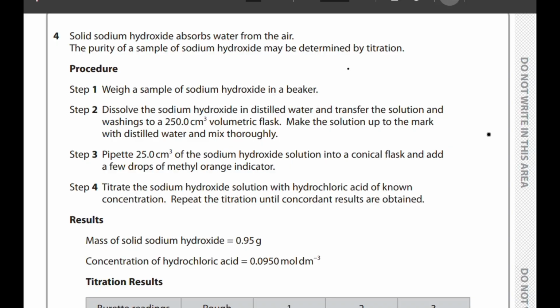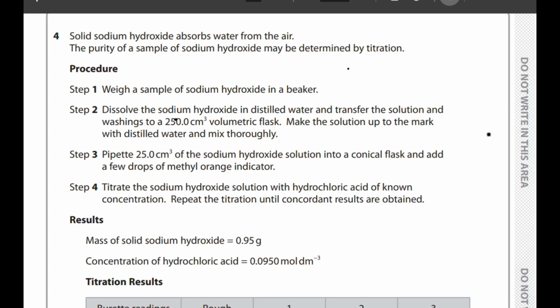So let's start question number 4. Solid sodium hydroxide absorbs water from the air. The purity of the sample of sodium hydroxide may be determined by titration. Weigh a sample of sodium hydroxide in a beaker. Dissolve the sodium hydroxide in distilled water and transfer the solution and washings to a 250 centimeter cube volumetric flask. Make the solution up to the mark with distilled water and mix thoroughly.